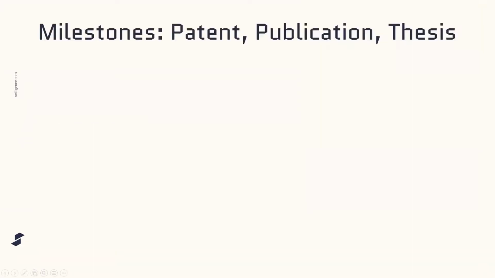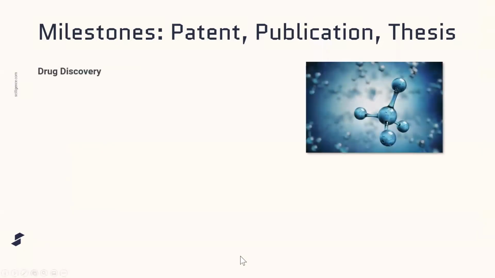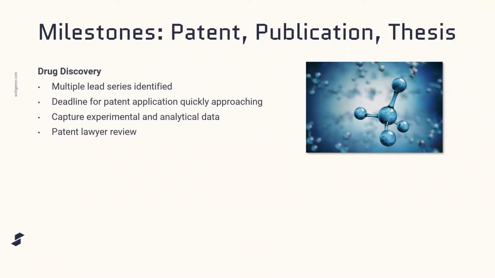So why do we need a final report? Where did this idea come from? What we've noticed in the industry is many milestones can occur at different corporations. So for example, if you're in the drug discovery field, you can have a situation where multiple lead series are identified, or there may be a deadline for a patent application that's quickly approaching. And so now your team is tasked with capturing all the experimental and analytical data for either a lead series or several lead series. And you want to hand it over to your patent lawyer for review to make sure that you're able to proceed with a specific scaffold or lead series.